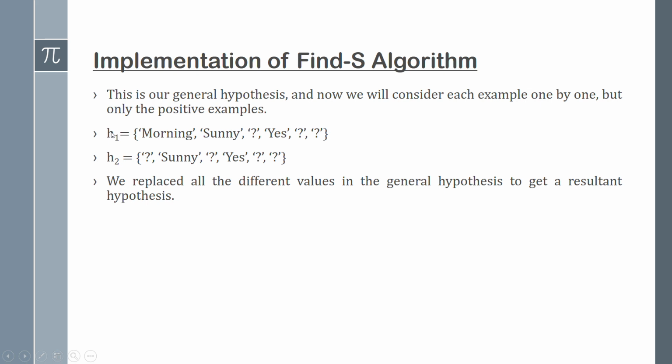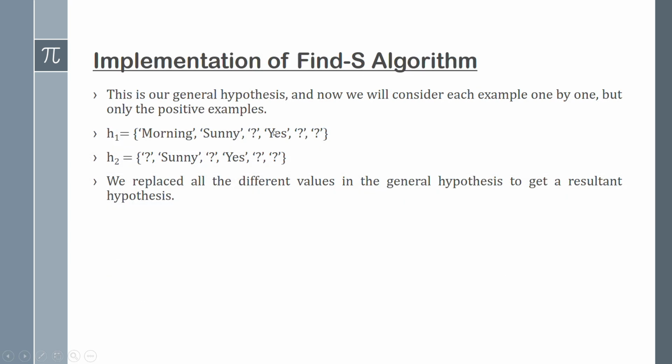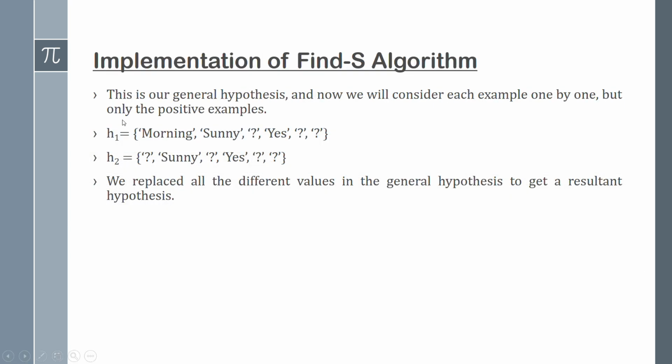So here H1: it is evening, so it is replaced with a question mark here. It is no, so we will not consider this example because, as I said, it only considers the positive ones. So here we will consider this positive example. Morning, sunny, moderate. The warm is replaced with moderate, hence we replace it with a question mark. Yes. Here mild is replaced with normal, so we again replace it with a question mark because it has a different value. And strong is replaced with normal, so we replace it with a question mark. So H1 is morning, sunny, question mark, yes, question mark, question mark. We will consider this as the hypothesis.